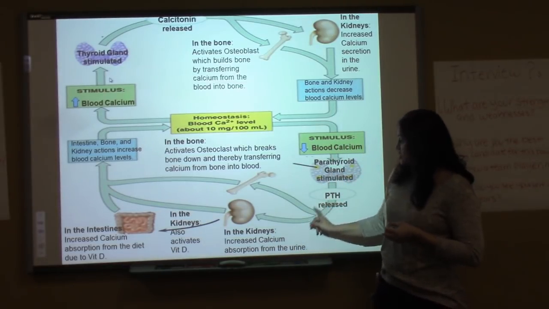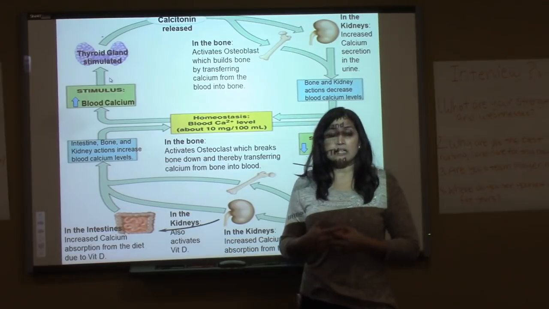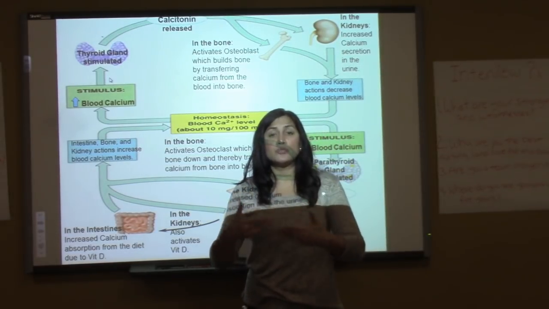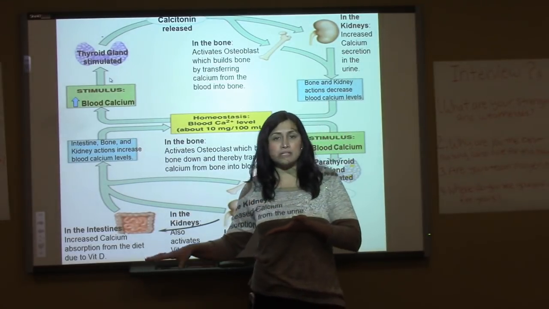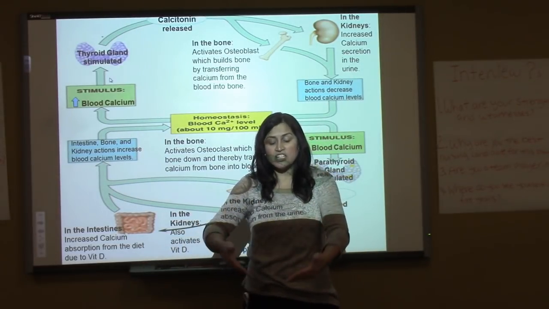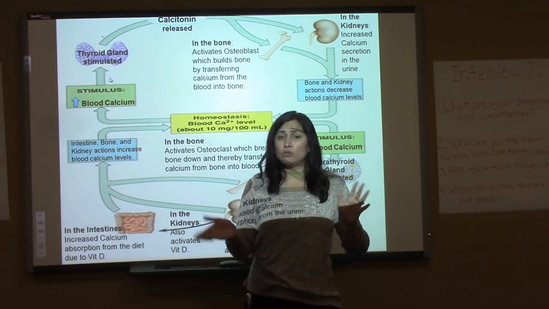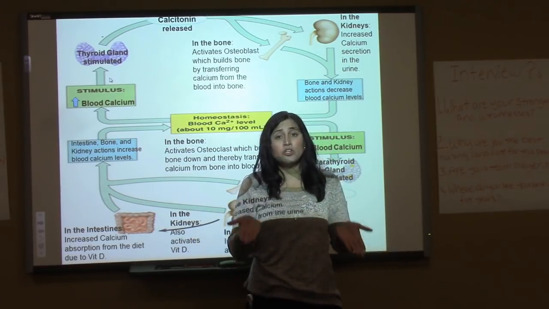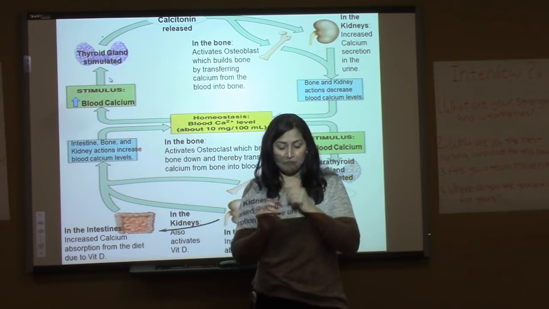Another thing PTH does, it goes to your kidneys. In your kidneys, it causes your kidneys to reabsorb calcium from your urine. So it doesn't allow you to pee out your calcium. It causes it to be taken back in. When you reabsorb it, where does the calcium go? Into the bloodstream. So again, your blood calcium levels are starting to rise. So those are two things.